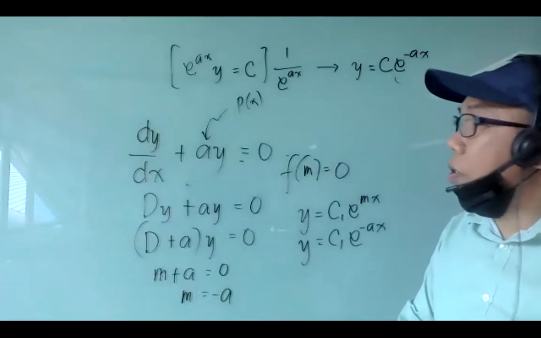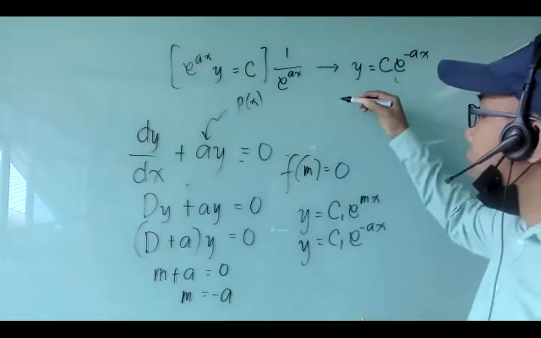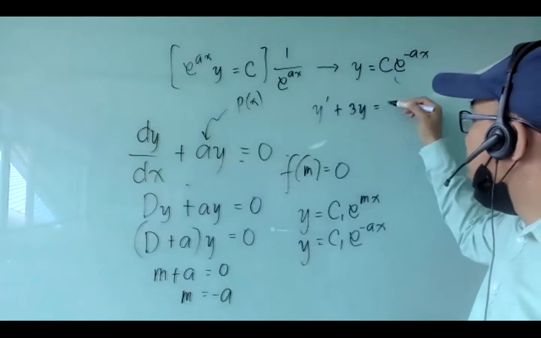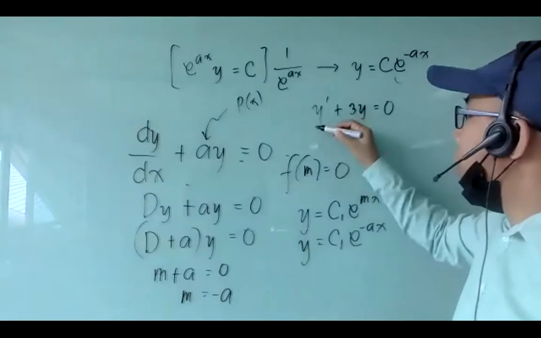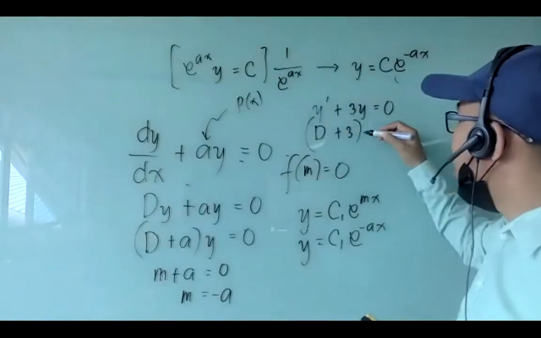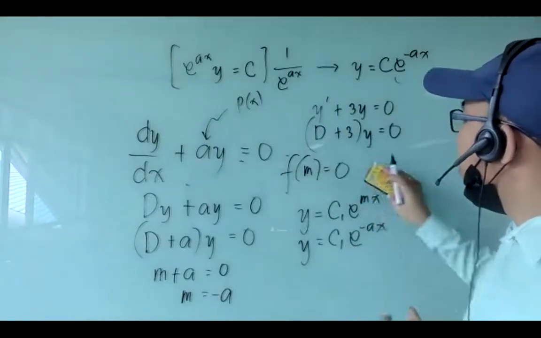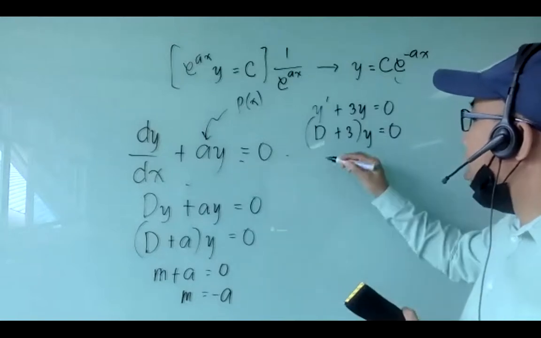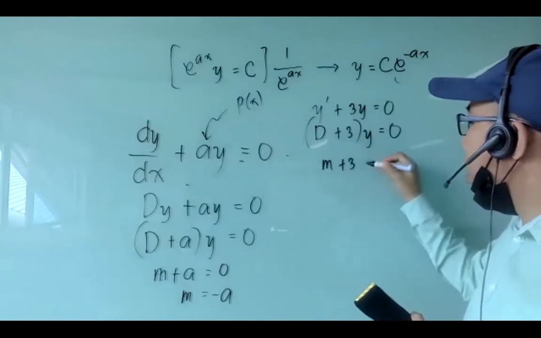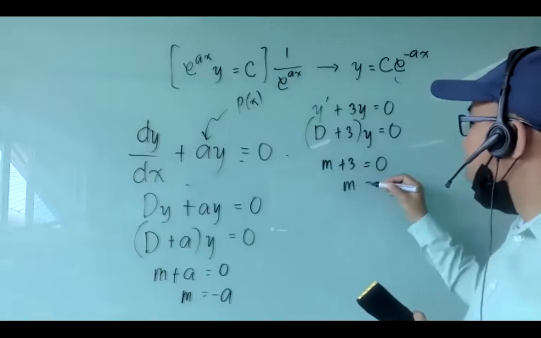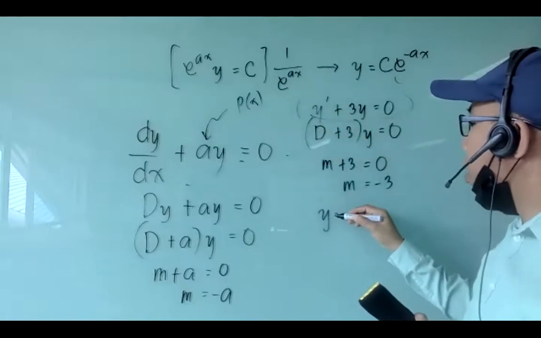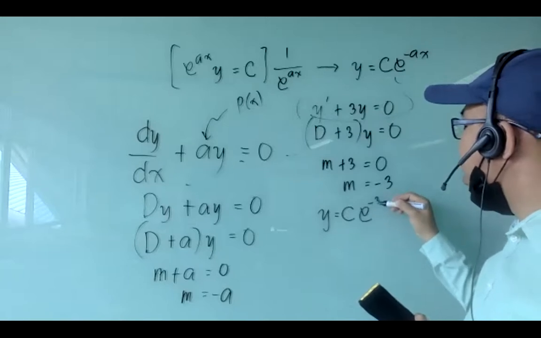Constant coefficient. So, ano pa bang mga example? Kunyari, may number ka na. Example, y prime plus 3y equal to 0. Okay? In terms of the operator, ito ay (D plus 3)y equal to 0. Kita ba? Now, kapag we are to find the auxiliary equation, this will be m plus 3 equal to 0. So what is the root? m is equal to minus 3. And what is now the solution of this DE? That is y equals c e raised to minus 3x.